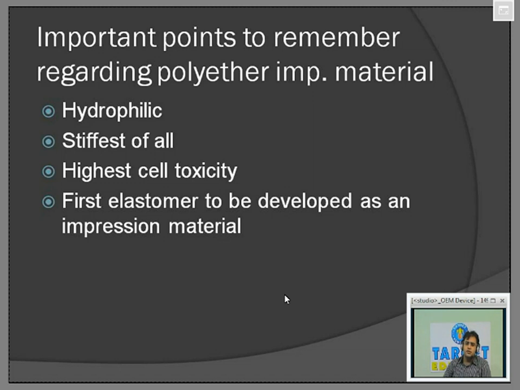Okay. Any doubts regarding this question? I'll move on to the next question. Okay, last point I'll repeat. Polyether was the first elastomer to be used as an impression material in the oral cavity. The first elastomer to be used for dental impression purpose was polyether.